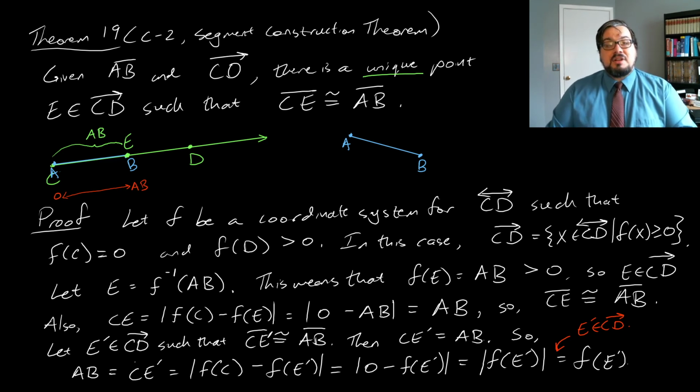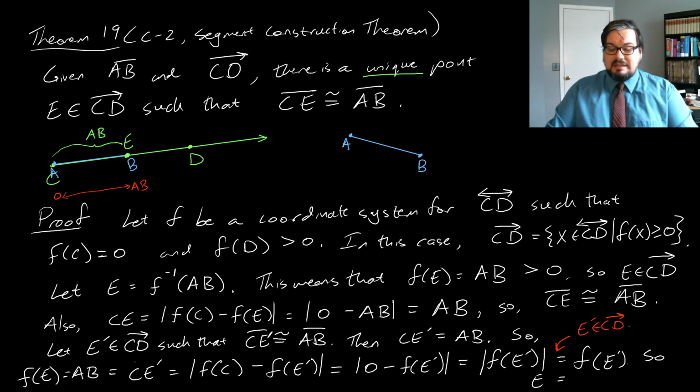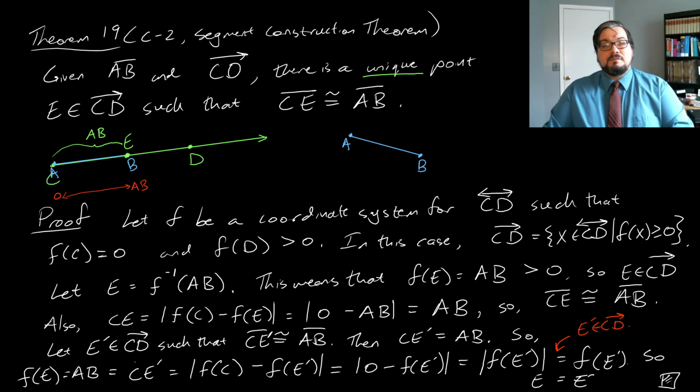Well, why does this finish it off? Because now we have that f of E prime equals AB, but we also know that f of E equals AB, and f is a bijection. So that means that E equals E prime, and so we're done. So if we had any other point on the ray that satisfied the same conditions that E does, it would have to be equal to E. And therefore, that shows that E is unique. It's the only point that does what it does.